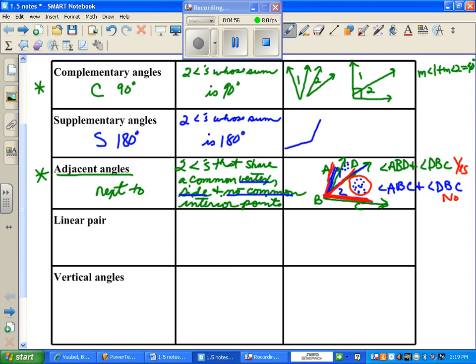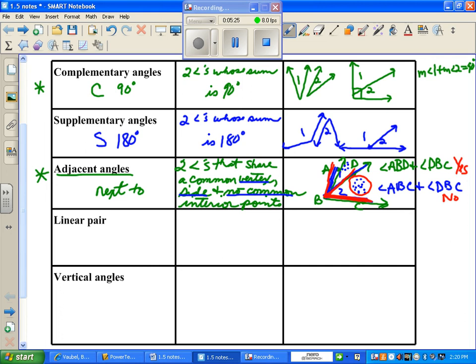They do not have to be sharing a common vertex, side, and no common interior points. I could have one angle this way and another angle here. They do not share a common side at all. Angle 1 and angle 2, if I told you those were supplementary, then you'd know that they add up to 180. I could draw a straight line and put in an angle where angle 1 and angle 2 are supplementary. In this case, the second situation, these are adjacent and supplementary. They add up to 180.